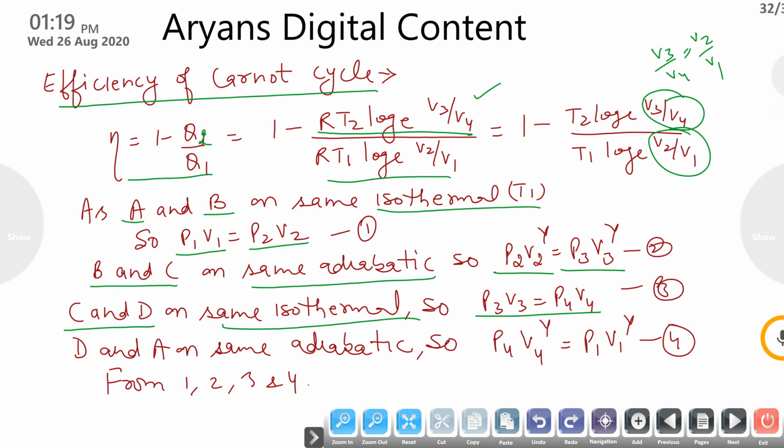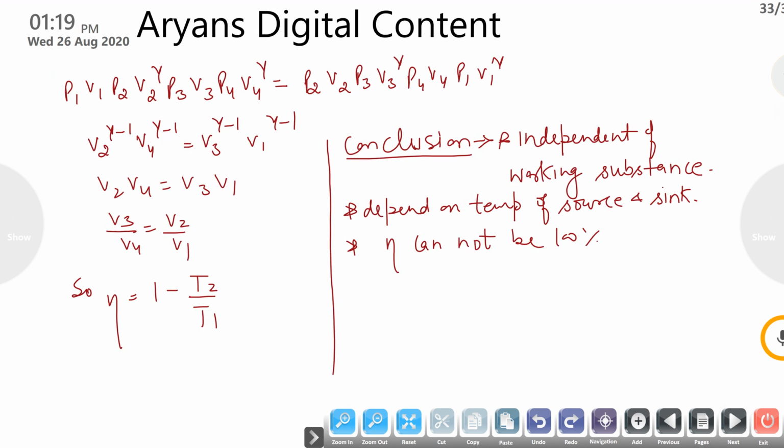This is the third equation. Now, as in the graph, D and A are on the same adiabatic curve, I can say that P4 V4 gamma is equal to P1 V1 gamma. Now, if I multiply all these equations 1, 2, 3, 4, left hand side multiplied by left hand side, right hand side multiplied by right hand side, I will come to this equation.